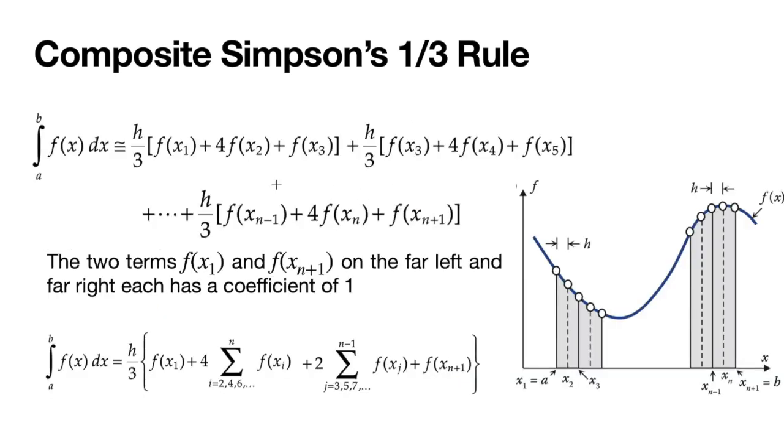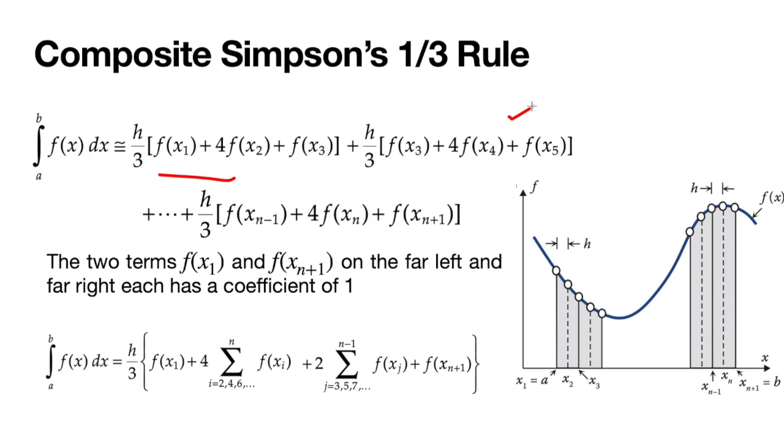For the composite rule we will sum up all the equations. This one is for x1 and x2, this one is for x1 and x3, and so on, and we get this expression.